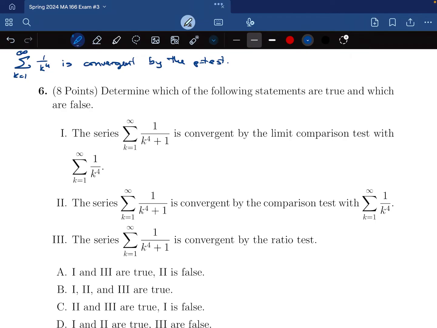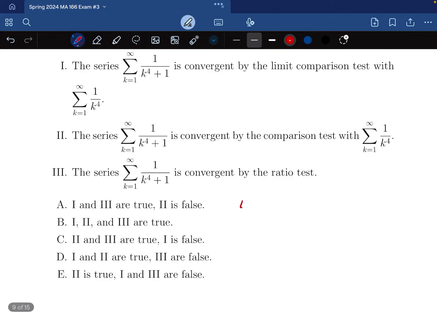So the p-test states that for a series in the form 1 over n to the power of p, it is convergent if p is greater than 1 and divergent if p is less than or equal to 1. In this case, our p, the exponent, is 4, which is why this series is convergent by the p-test. Now let's move on to the statements themselves.